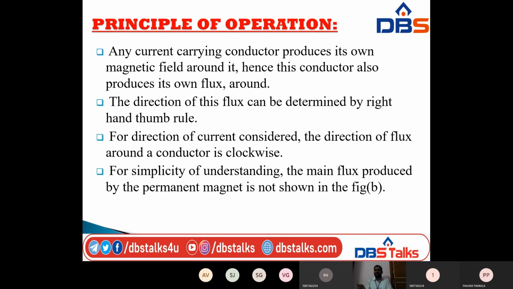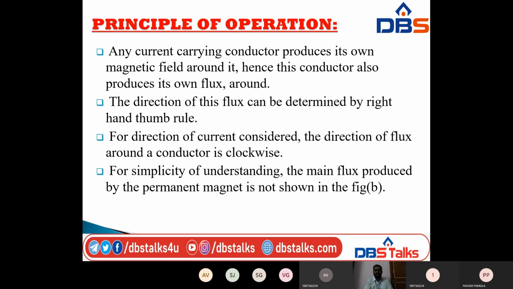The direction of this flux can be determined by the right hand thumb rule. In the DC generator also we used this one. By using the right hand thumb rule, we find the direction of the flux. And in the DC motor, we use Fleming's left hand rule. For the direction of current considered, the direction of flux around a conductor is clockwise, not anti-clockwise. It is clockwise.